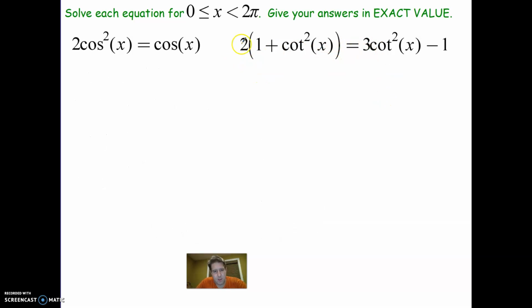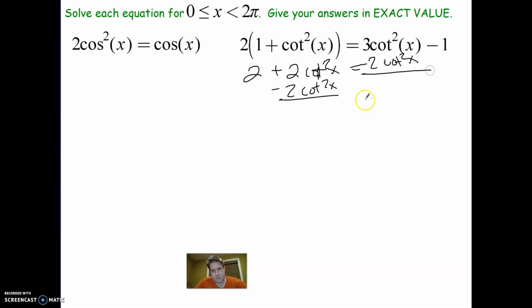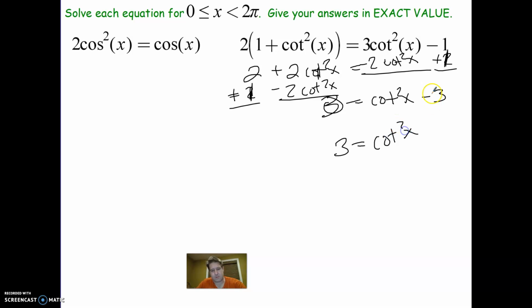So we've got, I'm going to first distribute here. So this is 2 plus 2 times cotangent squared of x equals this. And then I'm going to subtract 2 cotangent squared of x from both sides. And that's going to leave me with just 1 cotangent squared of x. Actually, I should have moved it to the other side. Sorry. If I add 1 and add 1, I get 3 over here. So 3 equals cotangent squared of x. Okay, so square root of both sides, and that leaves me with cotangent of x equals square root of 3.